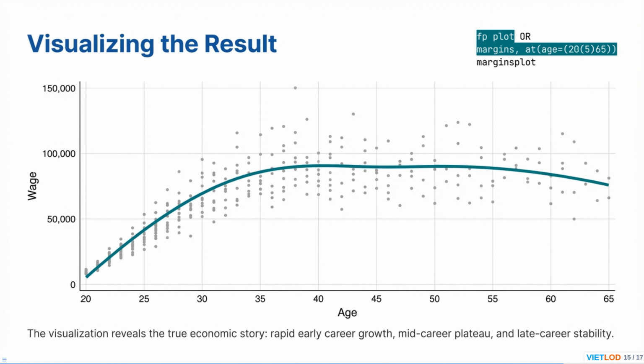As we've emphasized, you must not interpret the individual coefficients for age 1 and age 2 as simple slopes. Their values reflect the complex transformations and do not hold a direct intuitive economic meaning on their own. The true interpretation and understanding of this model's findings come from visualizing the combined effect of these transformed variables, which we will do next.